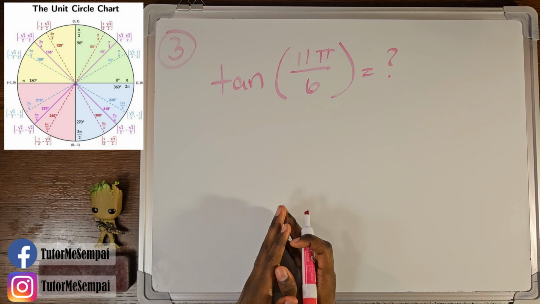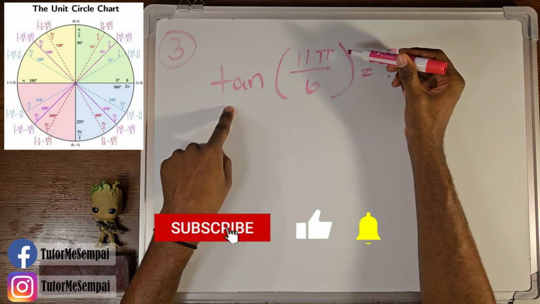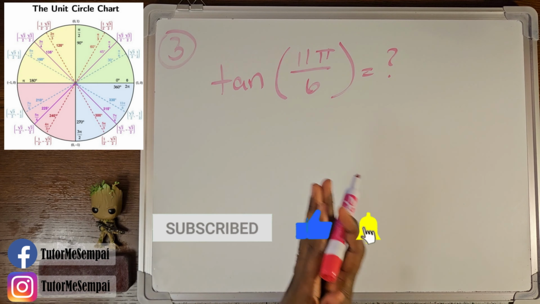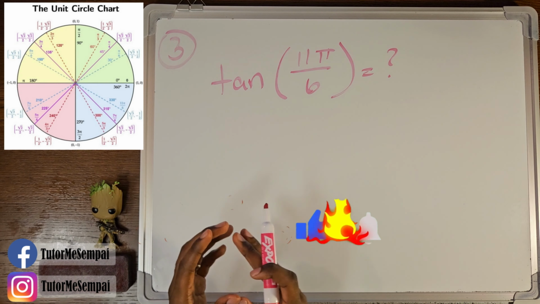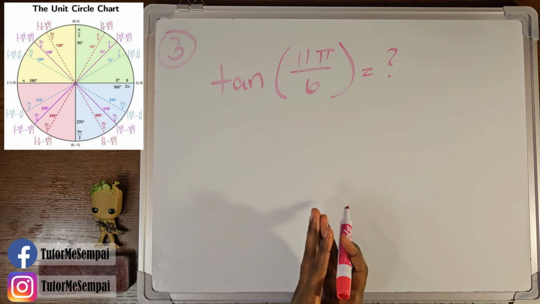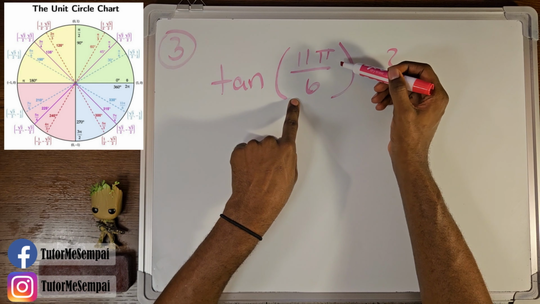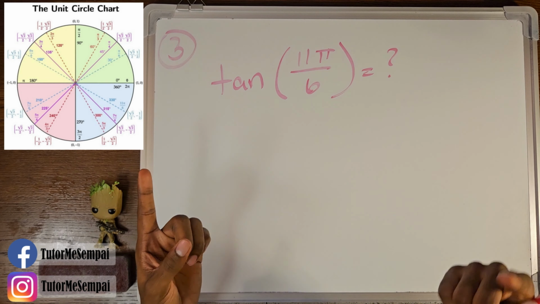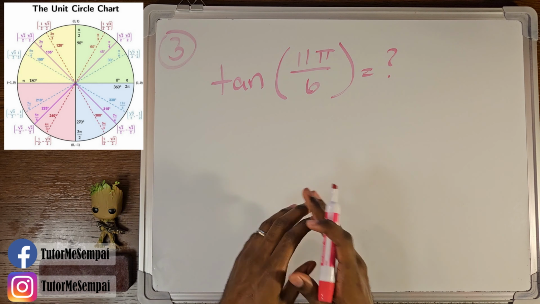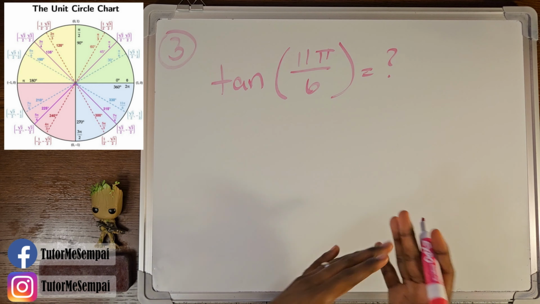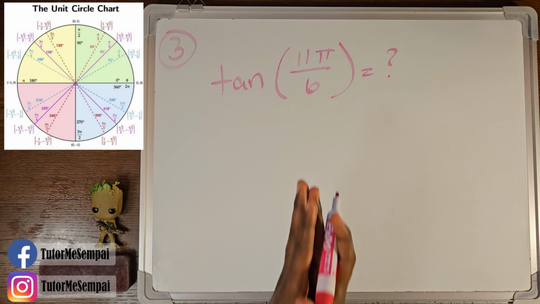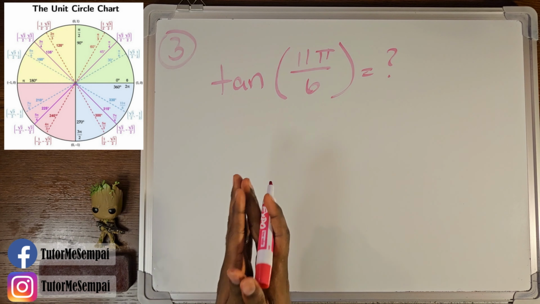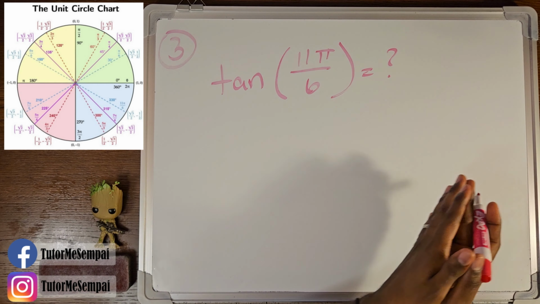In our third example for today, we're going to be looking at tangent of 11 pi over 6, and we want to try to figure out what that equals. Now, which two unit circles are we going to be focusing on? Well, because we have radians here, it's going to be the radian and the value. Once again, no degrees, so we don't focus on the degree unit circle. So we're going to start off the same exact way.